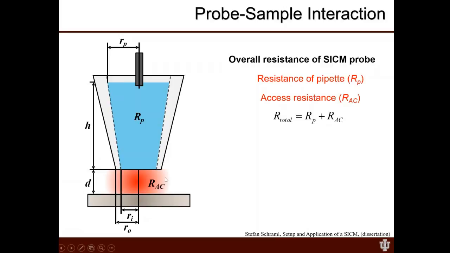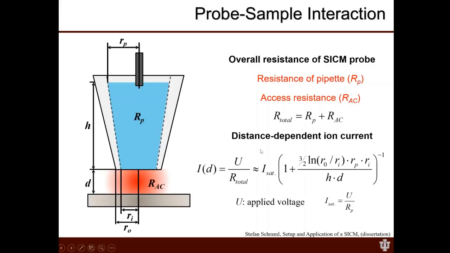This gap then, or this region right at the tip, becomes essentially a sensing zone, and that sensing zone is responsible for generating feedback or for measuring the property or for making measurements with SICM. We can define this then as a distance-dependent ion current.